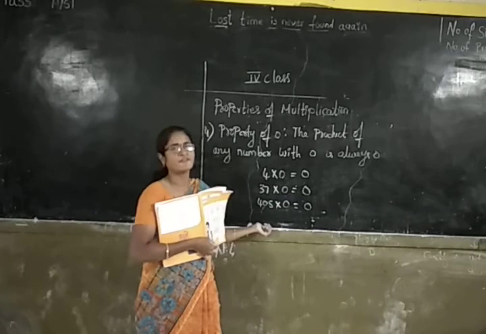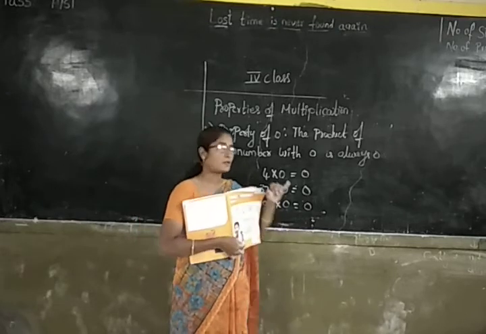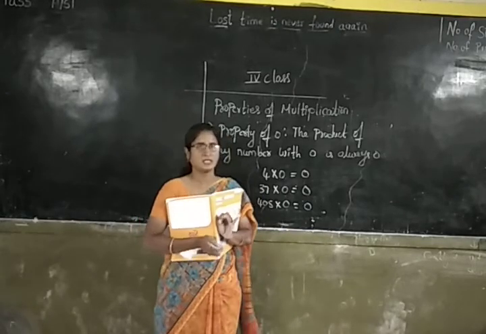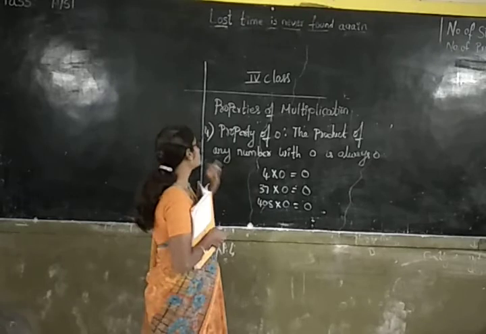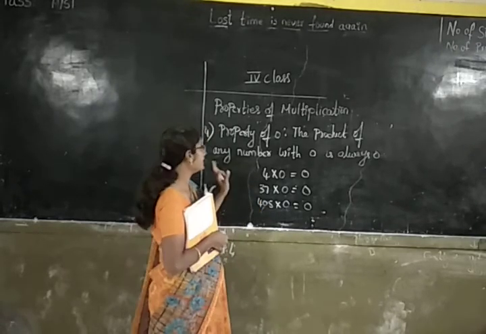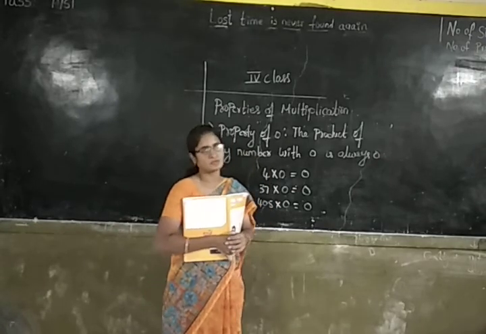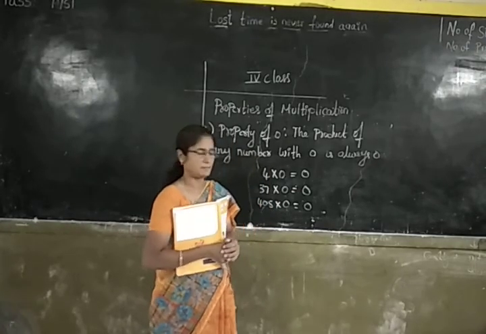Fourth property of multiplication. Did you understand the four properties of multiplication, children? So the first property is commutative property. The second property is associative property. The third property is identity property. And the fourth property is property of 0. These are the four properties of multiplication.